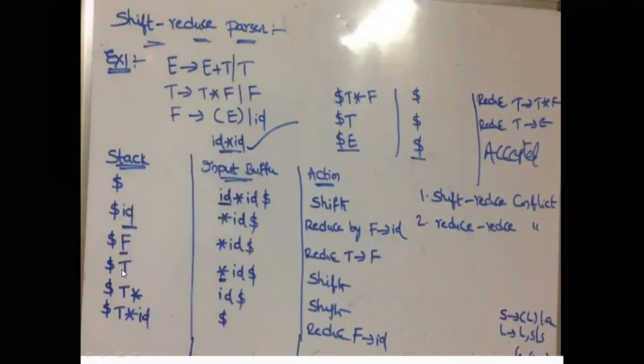Then here T. So T is having in the right hand side. So yes, we are having T in the right hand side. So that T is replaced with capital E. So we are having one problem with replacing T with capital E. So next input is star. So E star, particular F is not available. So this situation is called the shift reduce conflict.